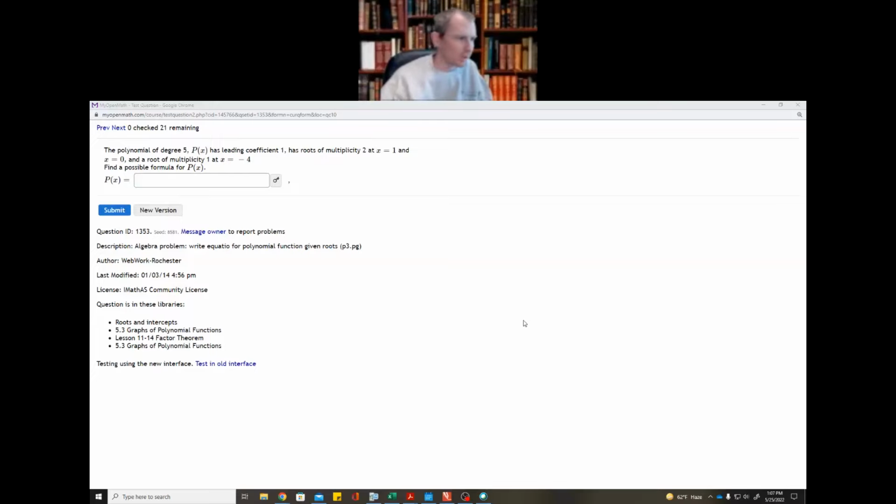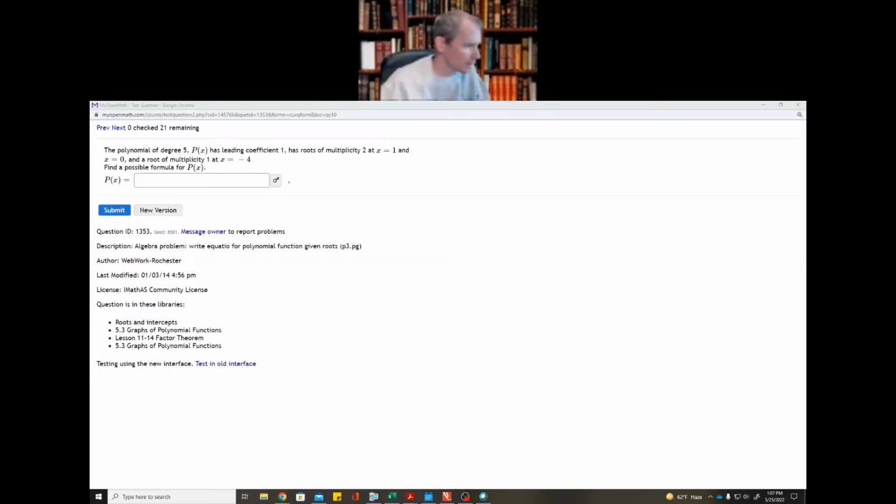All right, so this is section 1.2, problem 9. We have a polynomial of degree 5. Okay, so that means like x to the 5th with other stuff. Has leading coefficient 1, has roots of multiplicity. So the root means that, if it has a root of x equals 1, that means it has a factor of x minus 1. And multiplicity means that it just has more than one of those.